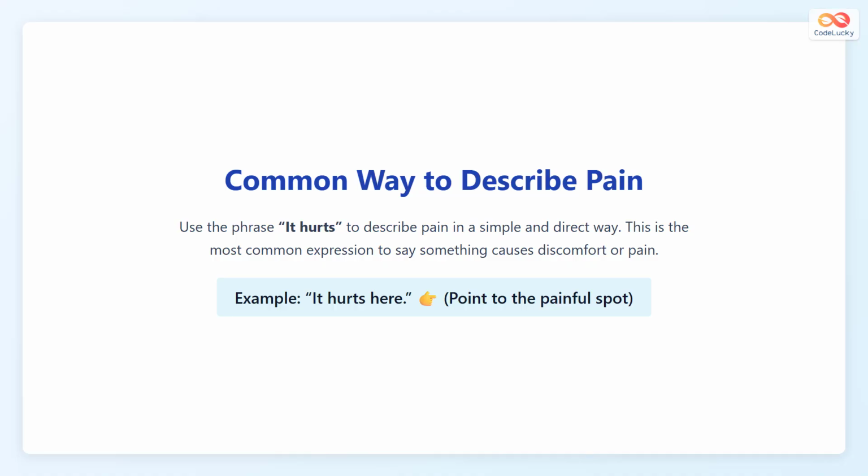The most common way to describe pain in English is by saying, "It hurts." This phrase is simple and direct. You can use it when something causes pain anywhere on your body. For example, you can point to the painful area and say, "It hurts here." This is very natural and easy for everyone to understand.